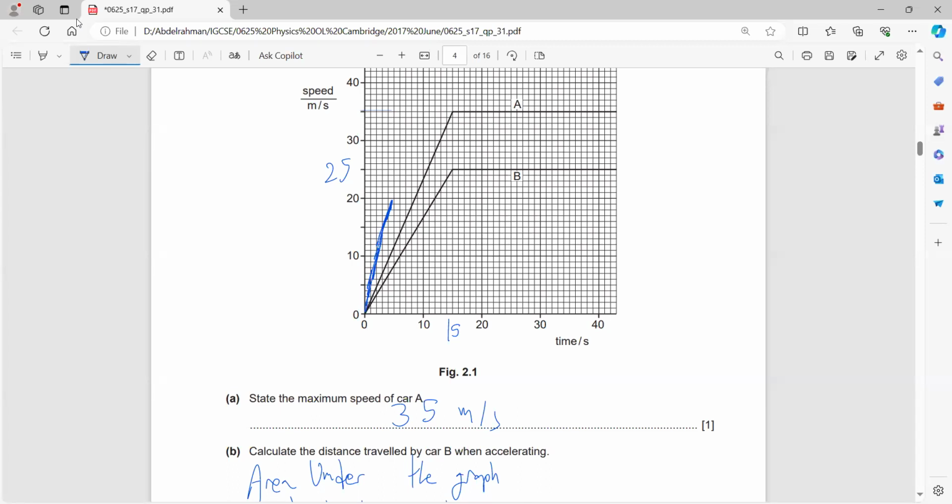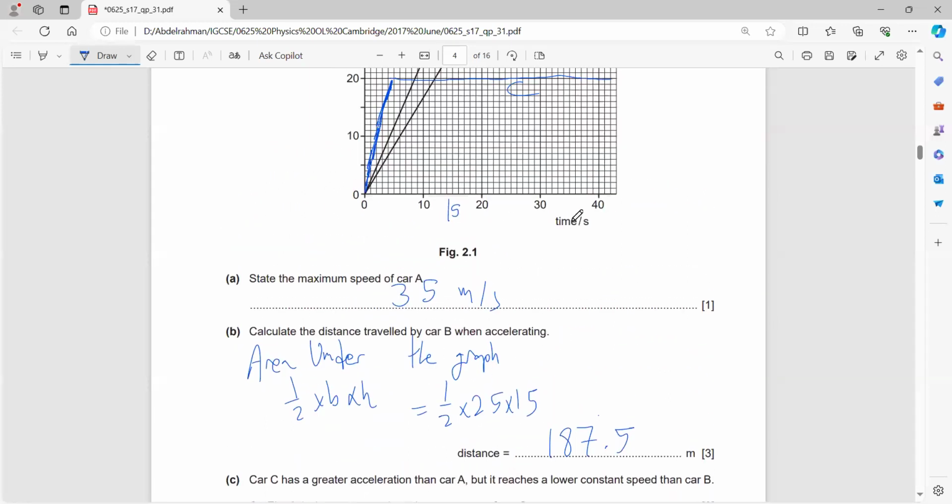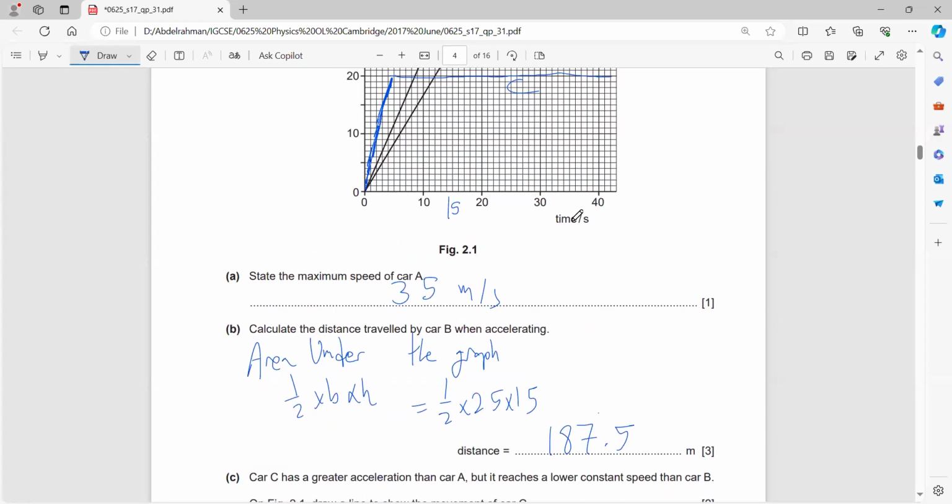But it will reach a lower constant speed than B. For example, it could reach 20. What if someone says it will reach only 15? It's okay, whatever. It reaches 22. Again, I don't care. Okay. And then I'll draw a constant slope. Okay, horizontal line. I'll just draw a horizontal line, and that's it. This is C. Okay. Any questions? Any questions? Yeah.